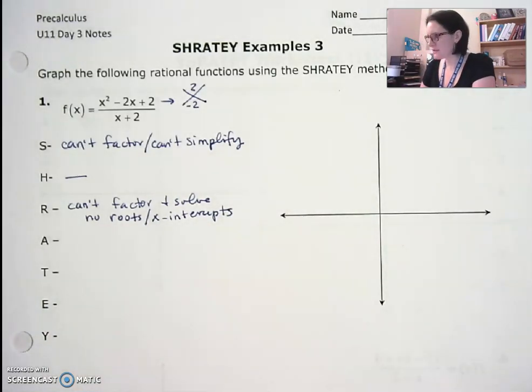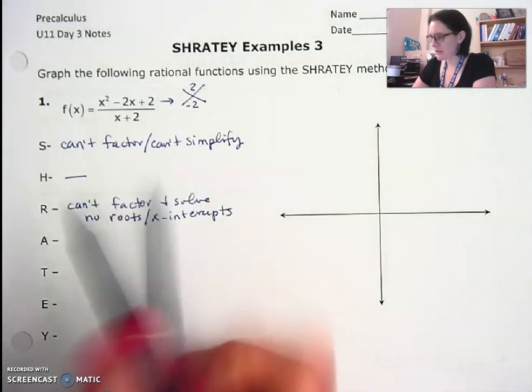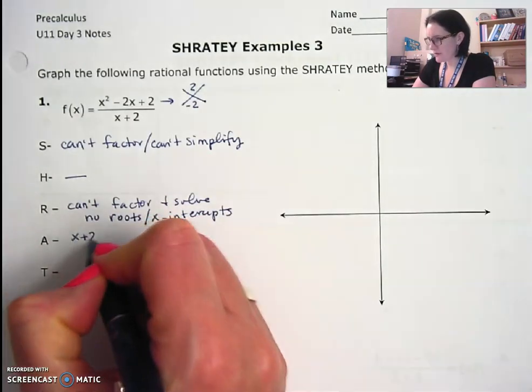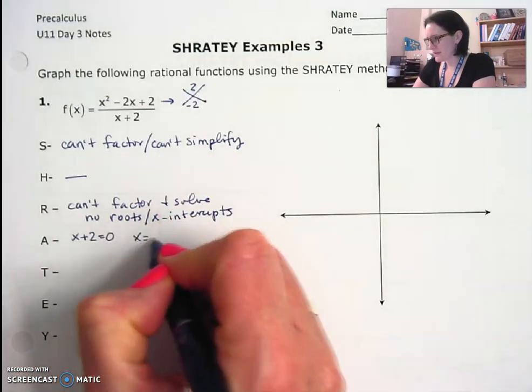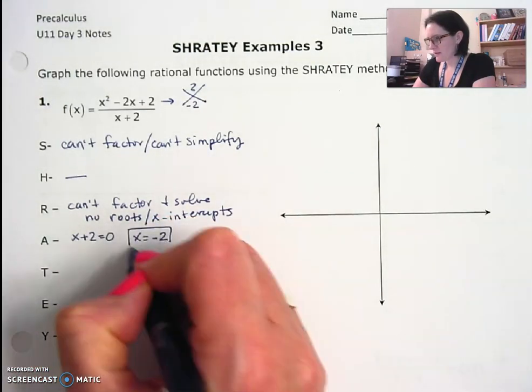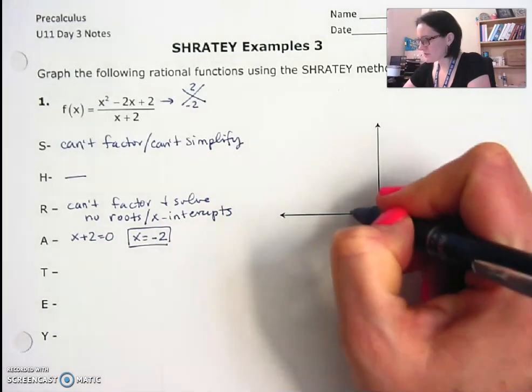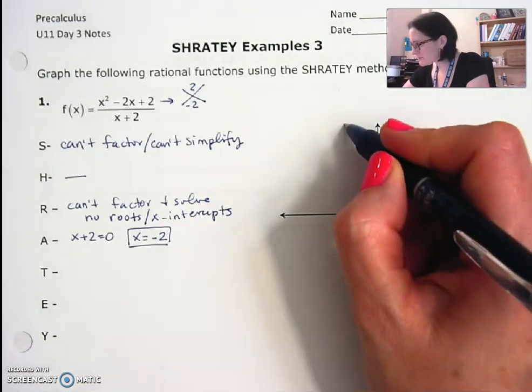A is for asymptotes, specifically vertical. So that's where you solve your denominator. Set it equal to 0. Solve it, you get x equals -2. That is a vertical asymptote, which I'm going to sketch in right here.